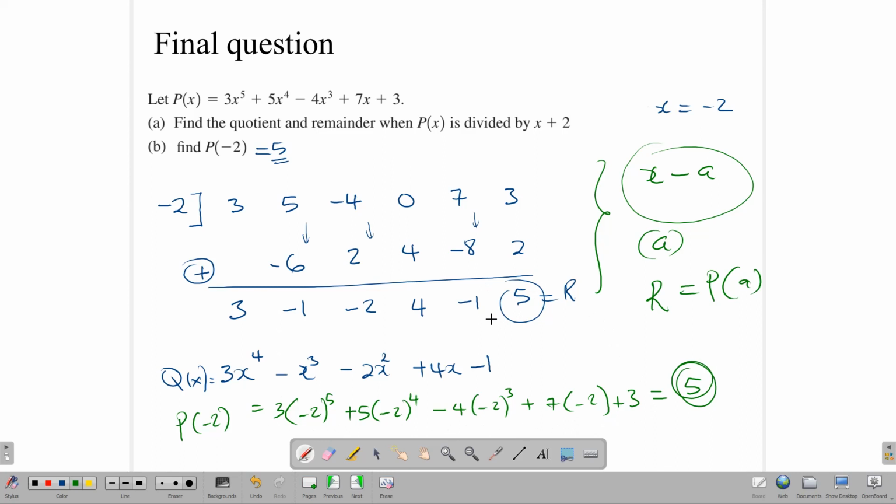So synthetic division is very, very interesting. It's very, very useful. The only limitation, like we said, is if you're using synthetic division, your divisor has to be of the form x minus a. It cannot be any other form. It has to be this, but it's very, very useful.